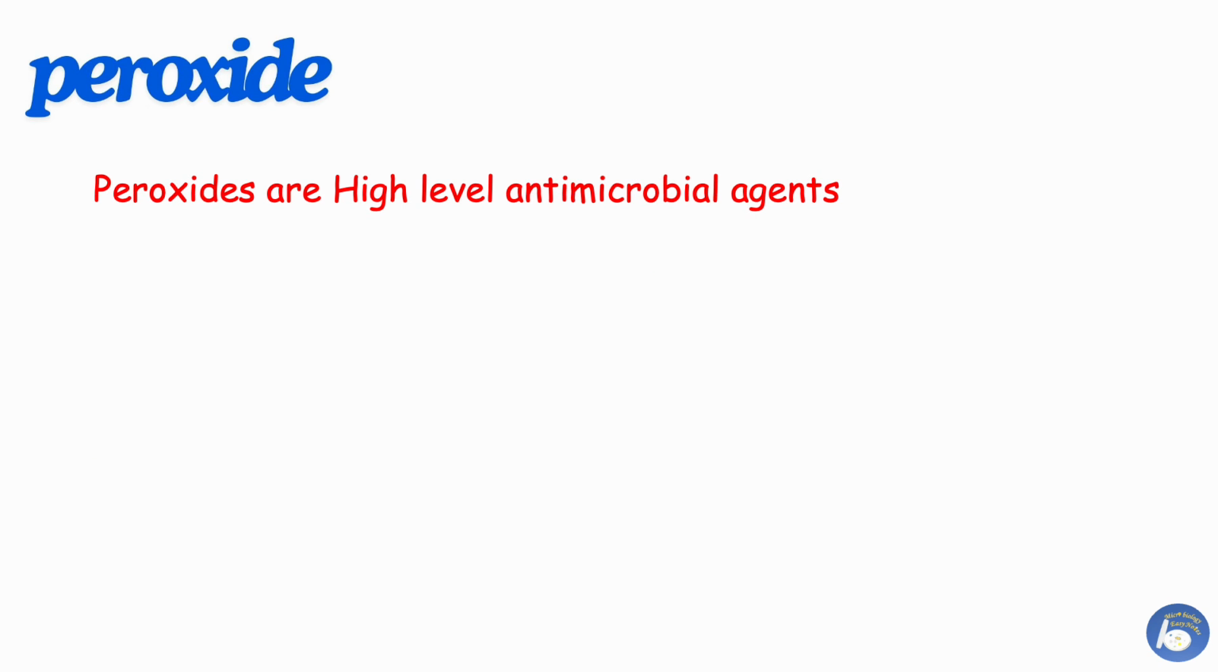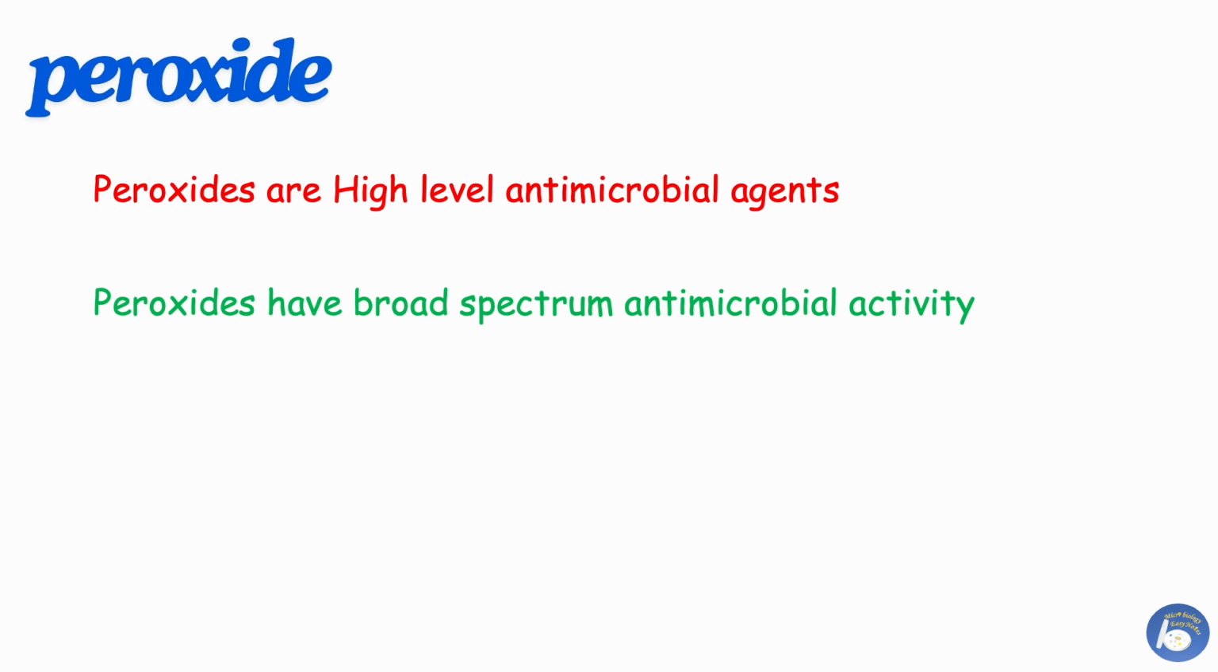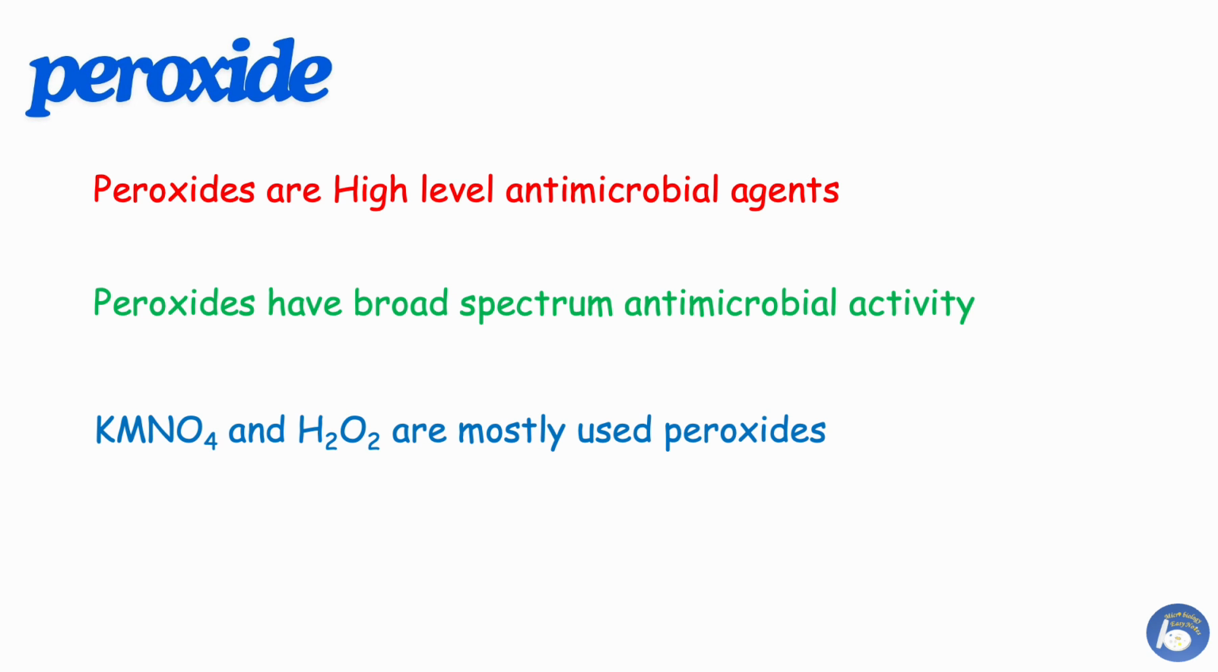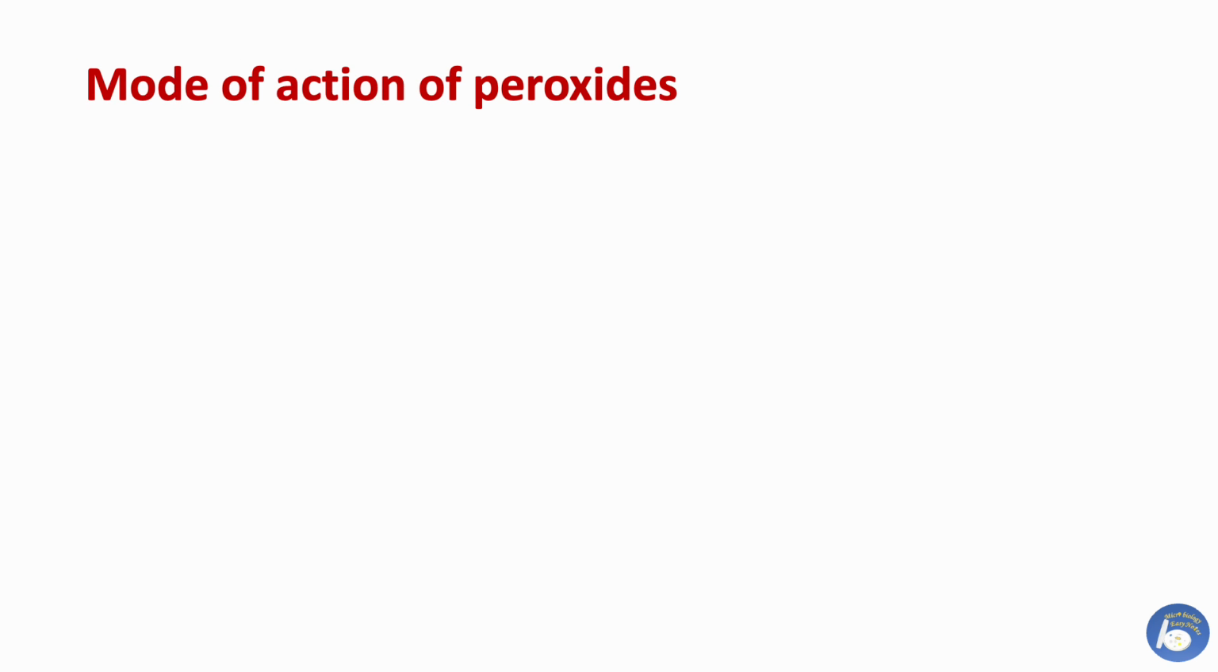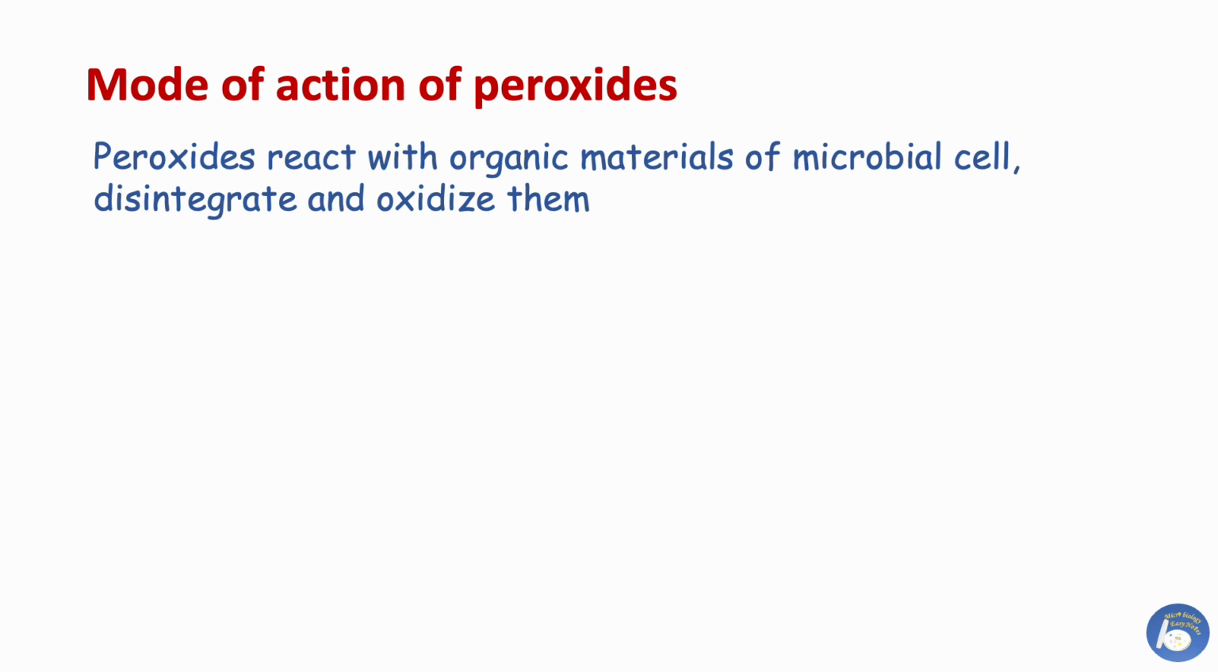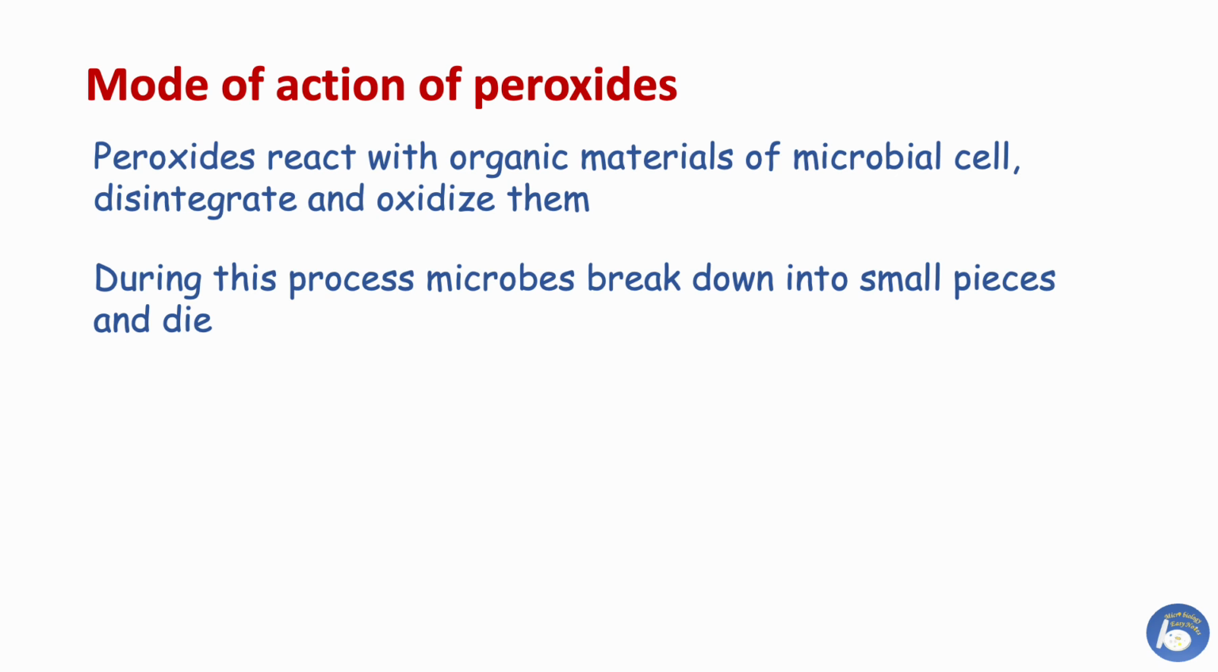Peroxides. Peroxides are high-level antimicrobial agents. They have broad-spectrum antimicrobial activity. Potassium permanganate and hydrogen peroxide are the most used peroxides. They are strong oxidizing agents. Mode of action of peroxides. Peroxides react with organic materials of the microbial cell, disintegrate and oxidize them. During this process, microbes break down into small pieces and die.